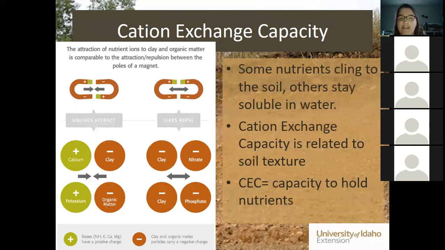So nitrate is actually a negative ion, and so is clay. So your soils aren't going to be able to hold on to nitrate very easily. So that's why it's so soluble in soil and why it just goes down to the bottom of the profile.